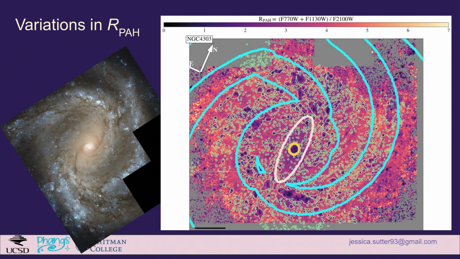So now that we know that our R_PAH does seem to be tracing the fraction of dust in the form of PAHs, we can start to look for where our R_PAH changes across our sample of 19. So this is just one example, NGC 4303, one of our barred spiral galaxies, shown in Hubble and in the color image, and then our R_PAH in the purply red image. Now, the first thing to notice in our R_PAH is that there's not a lot of differences across this galaxy. It'd be really hard to tell where the spiral arms and the bar are if I hadn't highlighted them with the cyan and the pink contour.